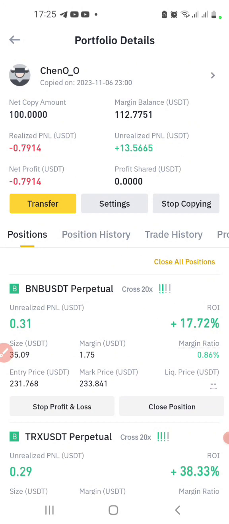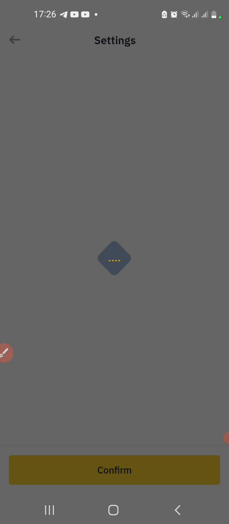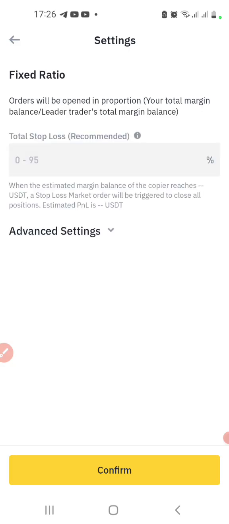So still in the copying section here, we have some tabs at the top, which I will not talk about yet. In the previous video, I talked about position history and all that. Transfer: after you close the trade, you can transfer. That's the yellow. And then settings: when we were copying the trade, there were some settings that we made, like the fee ratio. That's what we copied.